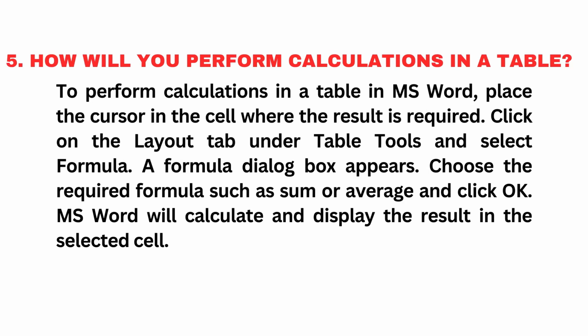5. How will you perform calculations in a table? To perform calculations in a table in MS Word, place the cursor in the cell where the result is required. Click on the Layout tab under Table Tools and select Formula. A formula dialog box appears. Choose the required formula such as sum or average and click OK. MS Word will calculate and display the result in the selected cell.